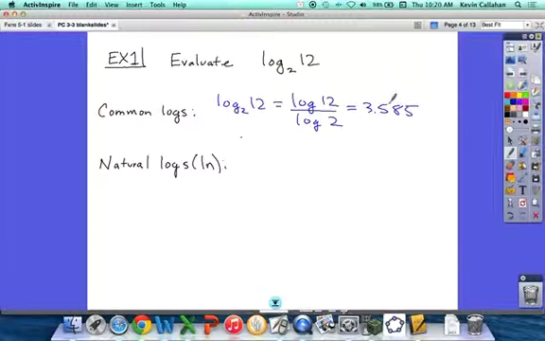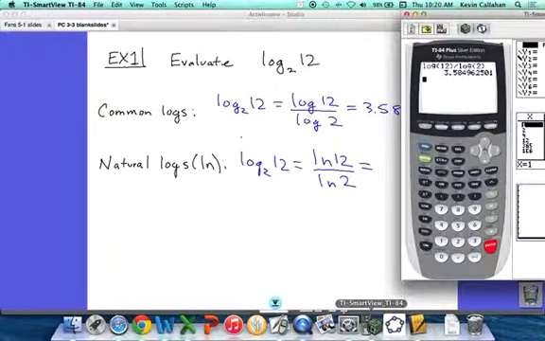Okay, try the same thing with ln. It should be exactly the same thing. It shouldn't matter which base you use. Log base 2 of 12 equals ln of 12 divided by ln of 2. And it's the same thing. To the decimal point, it's exactly the same thing. So if you have to change from one logarithm base to another, that's how you do it.